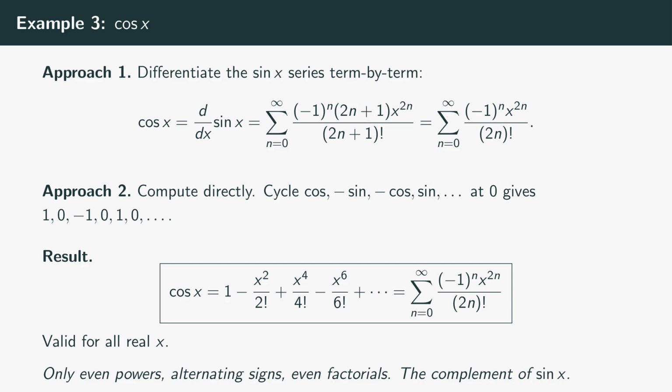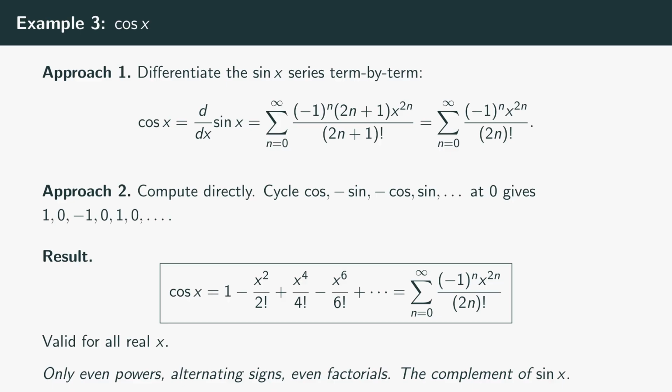The direct way: compute the nth derivative of f at 0 for f equals cosine. The derivative cycle is cosine, minus sine, minus cosine, sine, and so on, evaluated at 0 gives 1, 0, minus 1, 0, 1, 0, minus 1, 0, and so on. Now even derivatives survive, giving even powers in the series, and odd derivatives die. Signs alternate. Same result.